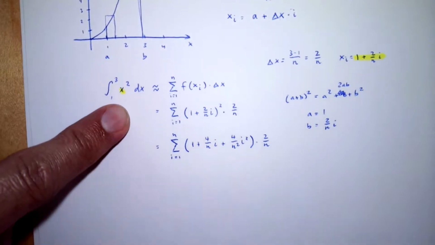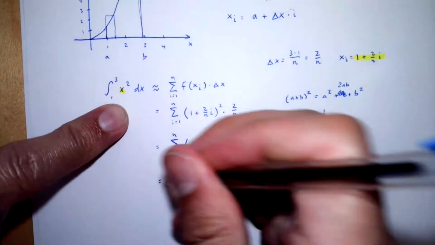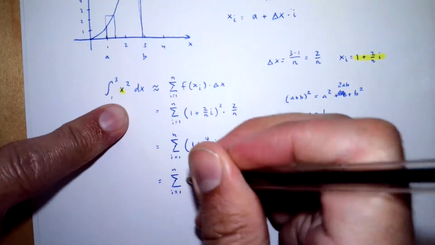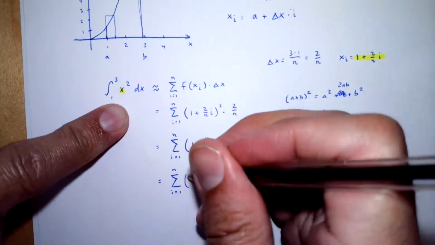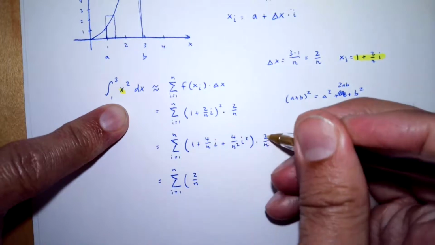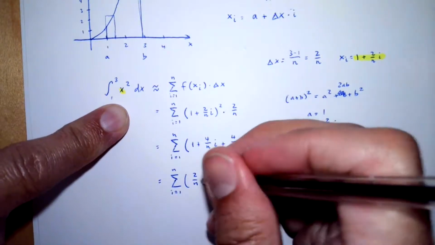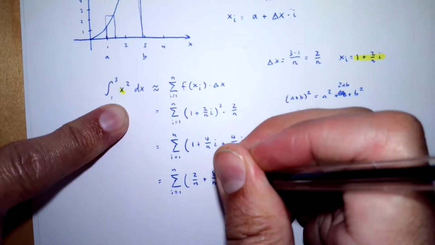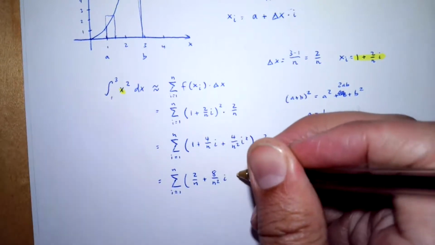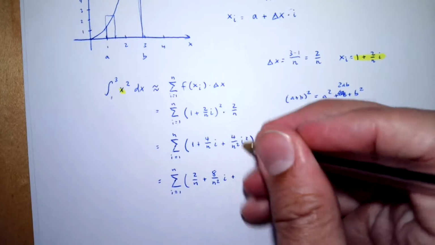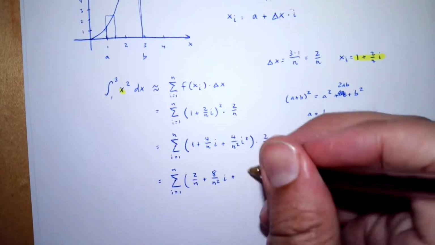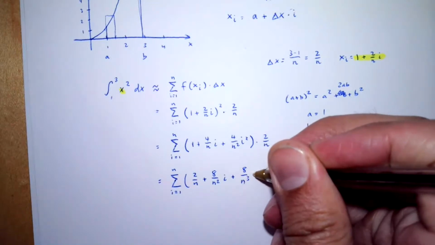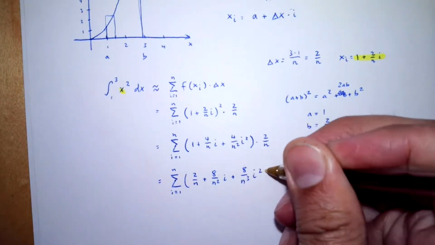Okay. And now I'm going to distribute my 2 over n. So I get 1 times 2 over n is 2 over n. 2 over n times 4 over n i is 8 over n squared i, plus this whole thing times, so I got 8 over n cubed i squared.